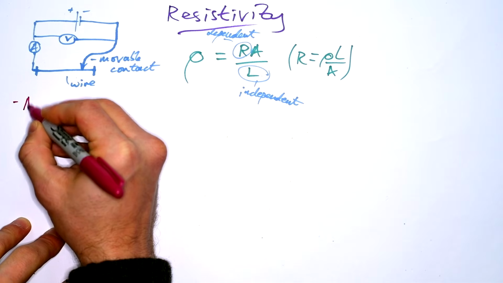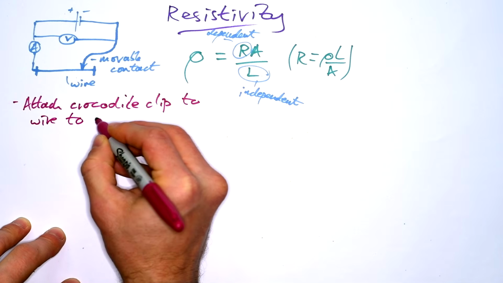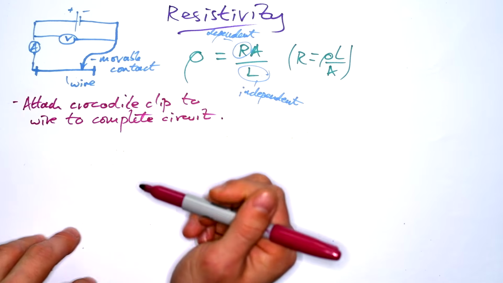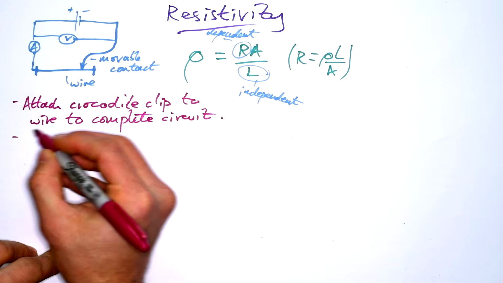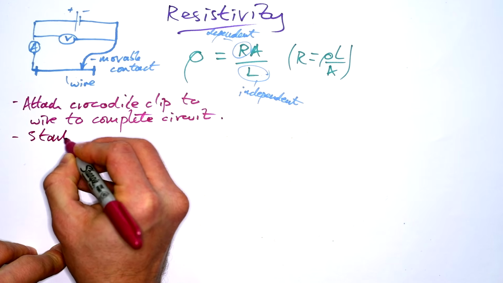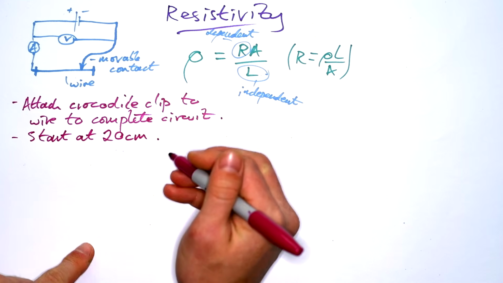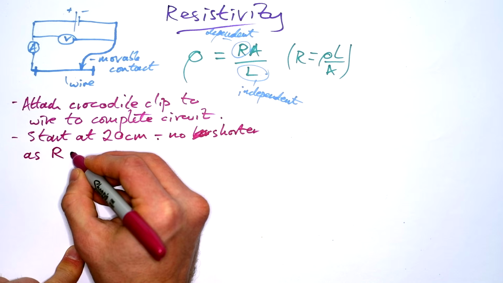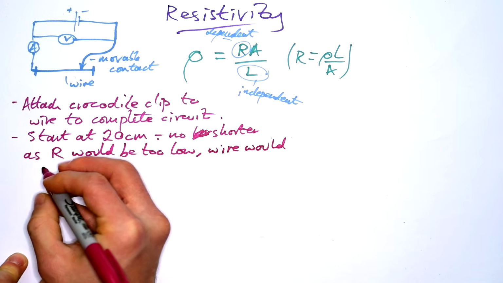Okay, so first thing we're going to do is attach the crocodile clip to the wire to complete the circuit. Now, where are we going to attach it first? We're going to start at 0 centimeters? No, of course we're not, because otherwise we're basically shorting the circuit. So we're going to start at, let's say, 20 centimeters. Why not 5? Why not 10? Well, we want to make sure that we don't start too short, as the resistance would be too low and the wire would heat up.